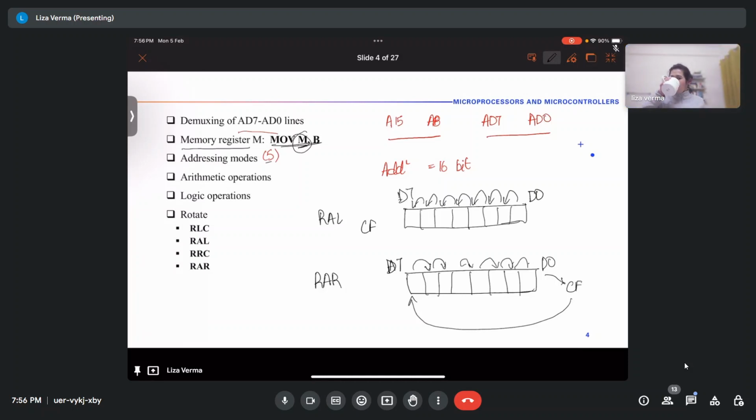D0. Sorry, D7. My question is where will D7 go? D7 carries the flag already, ma'am, also carry flag and also D0.